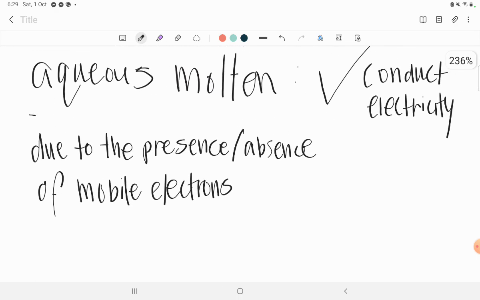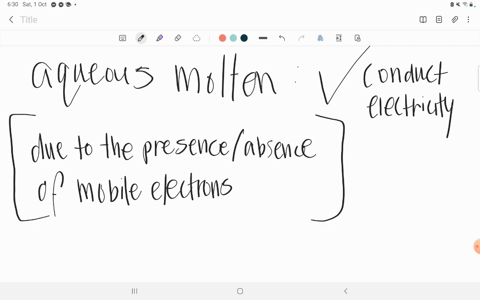Okay, so when they ask you to explain why ionic compounds can or cannot carry charges, you put it this way. If it's in a solid form, you basically explain: when it is in a solid form, there is an absence of mobile electrons. Due to that, there are no free moving electrons to carry charges throughout the solid.